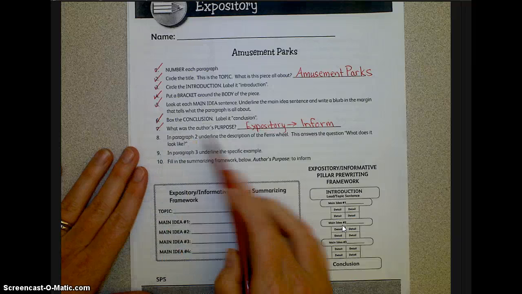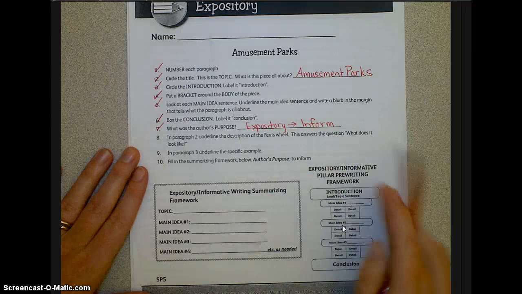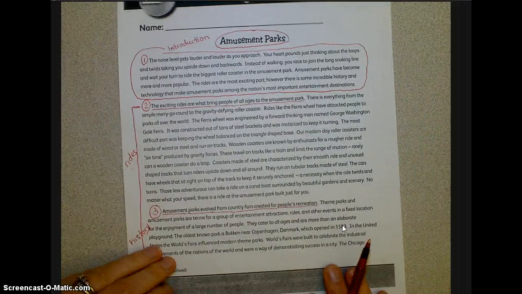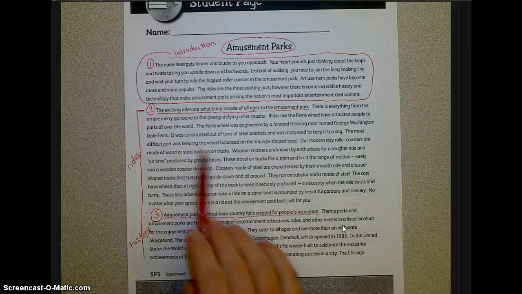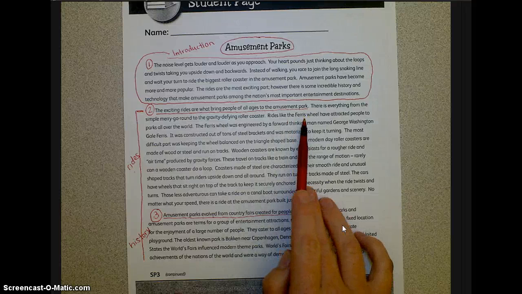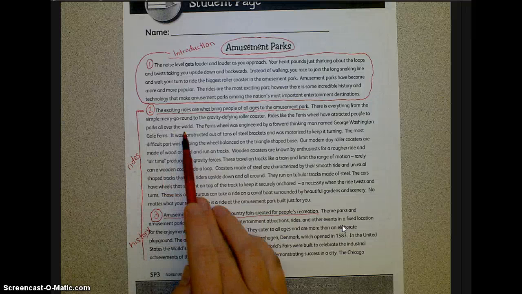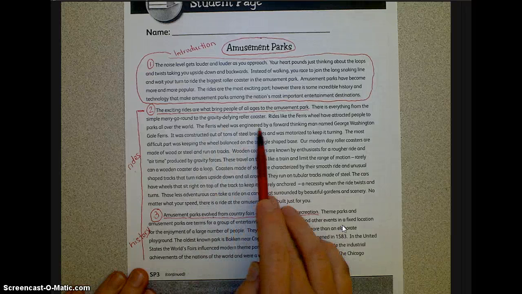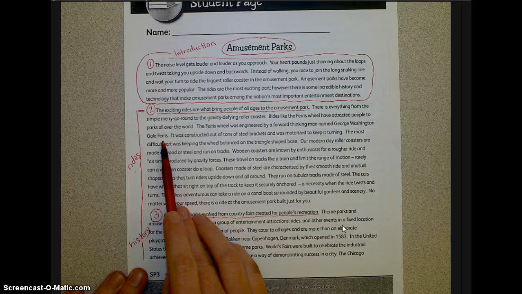In paragraph 2, we're going to underline the description of the Ferris wheel. So this answers the question, what does it look like? So if I go to paragraph 2, I'm going to skim for the words Ferris wheel, because that's what I'm looking for. When I see Ferris wheel, I'm going to stop. I see it. Rides like the Ferris wheel have attracted people to parks all over the world. That does not tell me what it looks like. The Ferris wheel was engineered by a forward-thinking man named George Washington Gale Ferris. Doesn't tell me what it looks like.